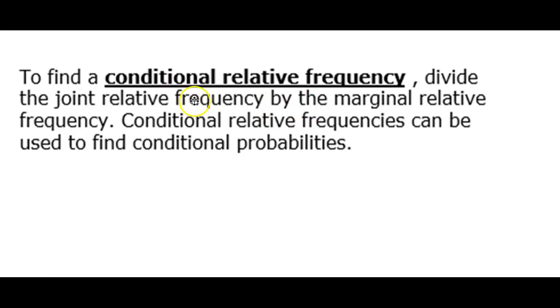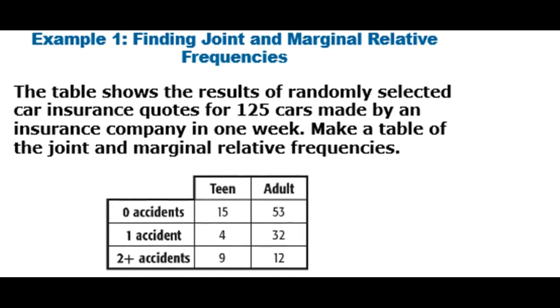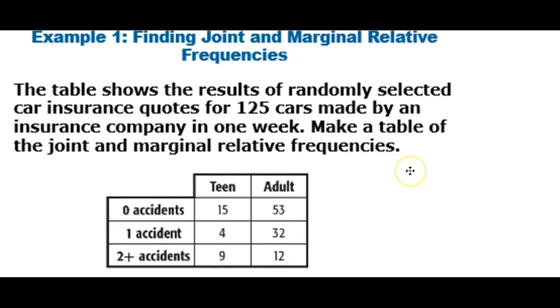We find this when we divide the joint relative frequency by the marginal relative frequency. Conditional relative frequencies help us find conditional probabilities. Okay, so let's take a look at how this works. First, let's find joint and marginal relative frequencies.